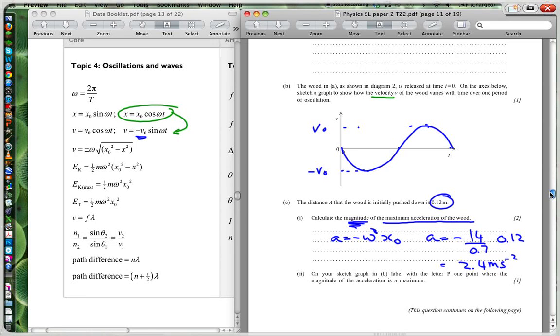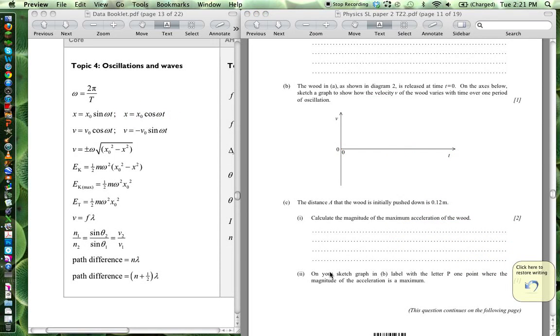And then on your sketch graph, in B, label with a letter P one point where the magnitude of the acceleration is a maximum. Now that's wherever you're going to get your velocity is 0, because that occurs when you are at your furthest points from your equilibrium. So you could label any one of these points over here. That would work.